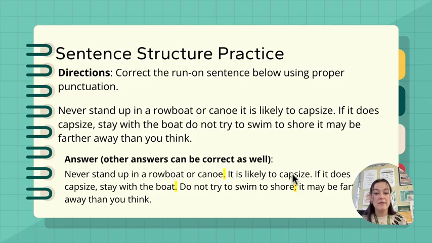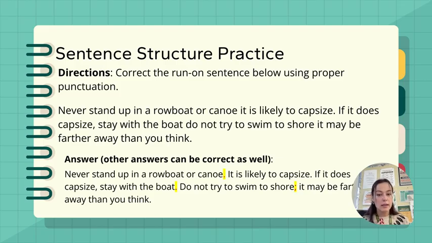Right here, we have something new that we haven't gone over yet in this lesson, and that is the semicolon. So this is going to be our final sentence structure we're going to learn in this sentence structure review. And the semicolon connects two independent clauses together. They can function in the same way that a regular period would function. So it could also be grammatically correct to do not try to swim to shore, period. It may be farther away than you think, period.